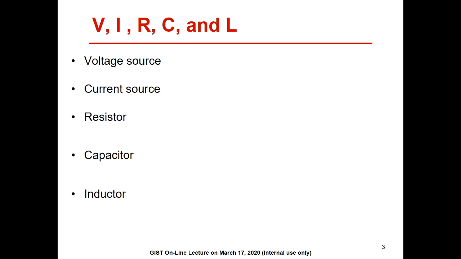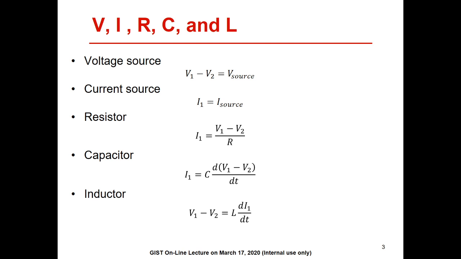A voltage source, a current source, a resistor, a capacitor, and an inductor are representative two-terminal elements. Voltage and current sources specify the voltage difference and the current respectively. Ohm's law is applied to a resistor. A capacitor current is proportional to the time derivative of the voltage difference. The proportional coefficient is the capacitance C. A dual relation can be found in the inductor.